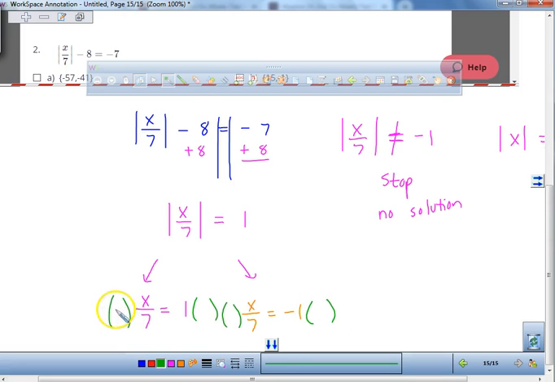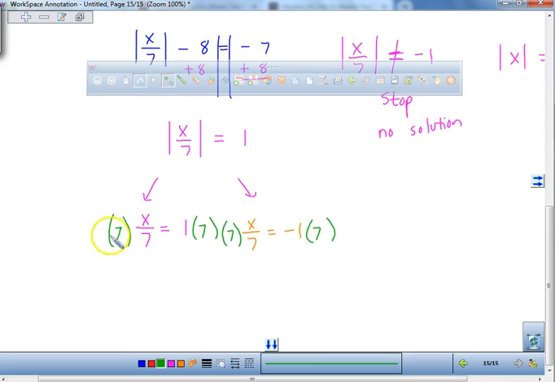All right, on this side, I'm going to multiply this side by a 7, and multiply this side by a 7. Why? Because these 7s cancel out. And what do we get? X equals 7. Over here, these 7s cancel out, and x equals negative 7.